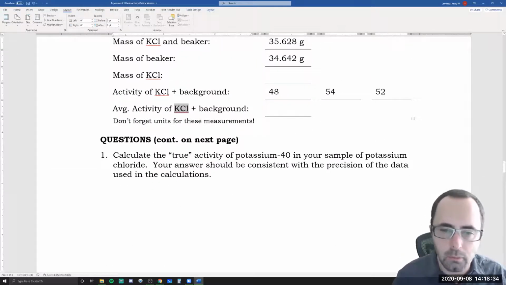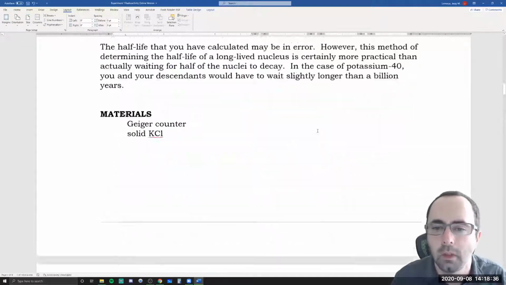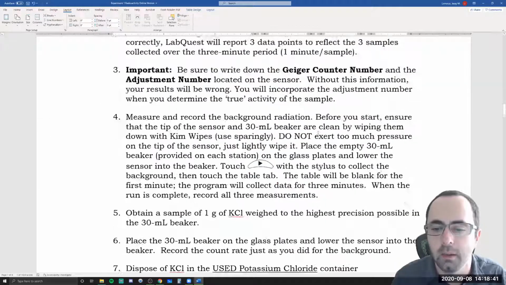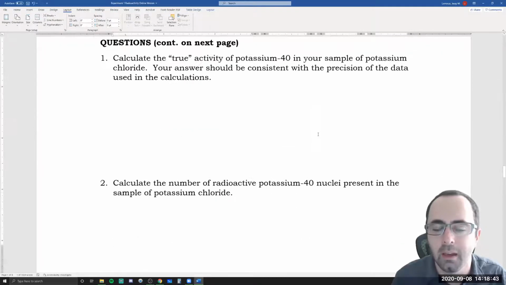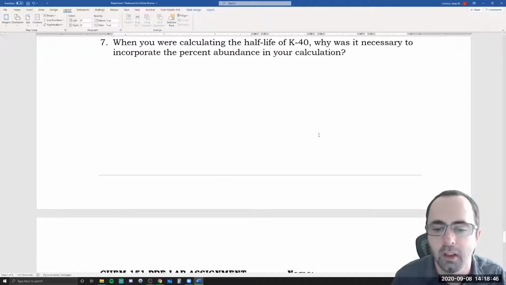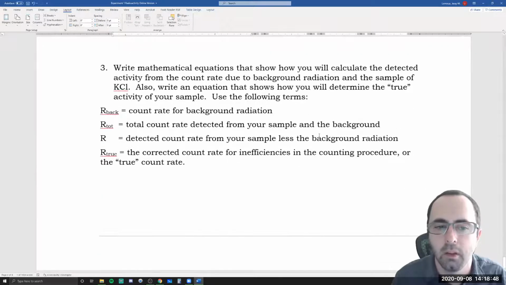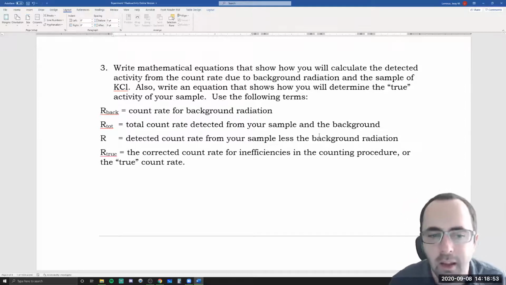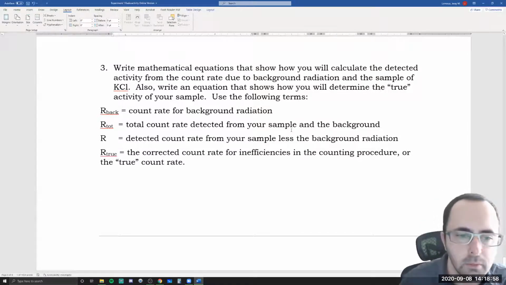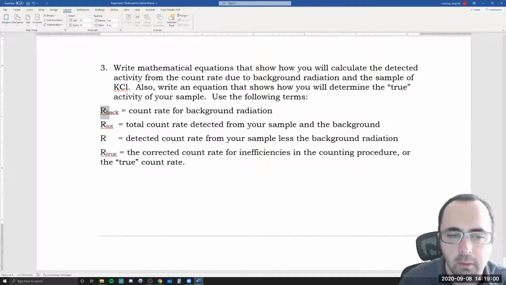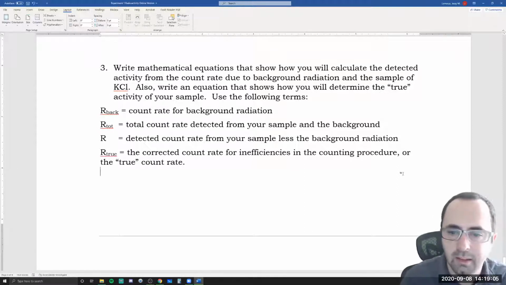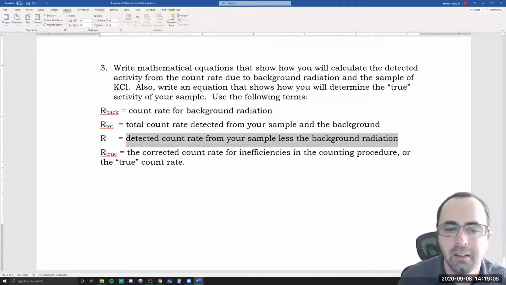Well, they talk about it here, and I was just describing it, but I think part of the pre-lab is going to be to make an equation that describes this. So let me go to the pre-lab right here. So it says, write mathematical equations that will show how you calculated the detected activity. And they have some basically notation that you can use, okay? So the detected count rate from your sample minus the background radiation.